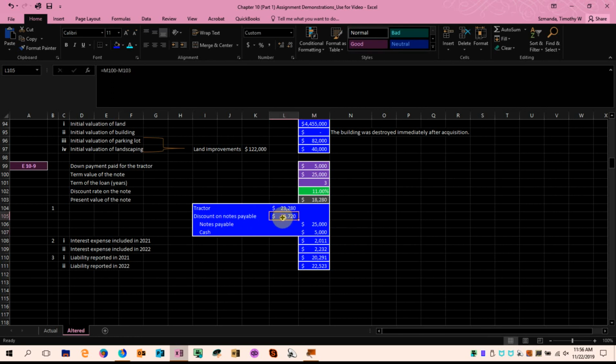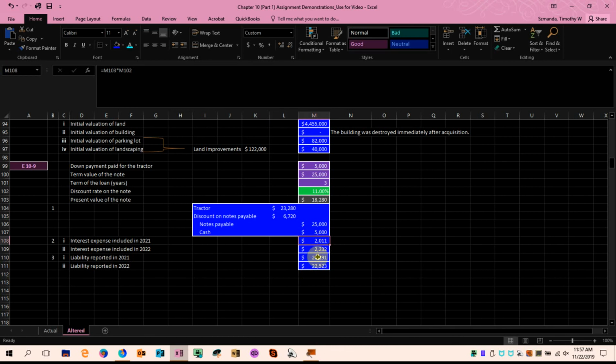And then you can use the discount on notes payable as a plug figure, or you can also take the $25,000 term of the note less the discounted value of the note. Either approach leads you to the discount on notes payable, the contra account, which will be expensed over time throughout the term of the note.